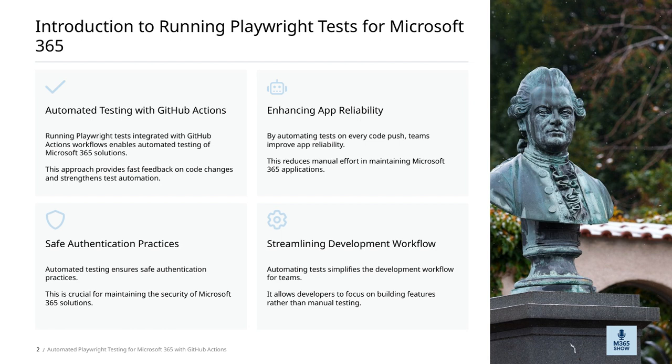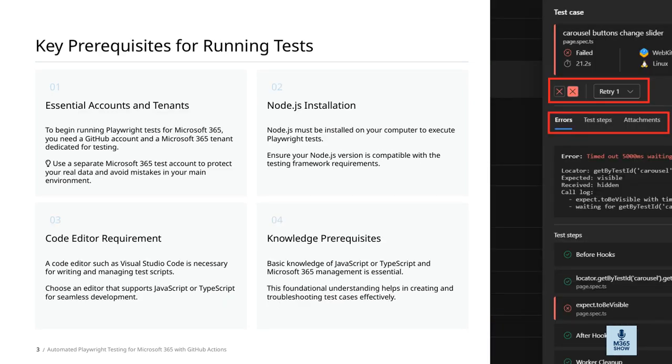Integrating Playwright tests with GitHub Actions workflows offers a powerful way to enable automated testing of Microsoft 365 solutions. It provides fast feedback on code changes, helping teams identify and fix issues quickly, and ultimately strengthens our test automation efforts. Let's go over the key prerequisites you'll need to run your tests smoothly.